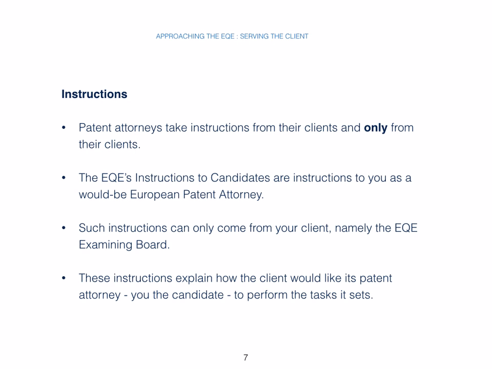These instructions from the client explain how the client would like its patent attorney, you the candidate, to perform the task it sets. Now it's time to get to know our EQE client.